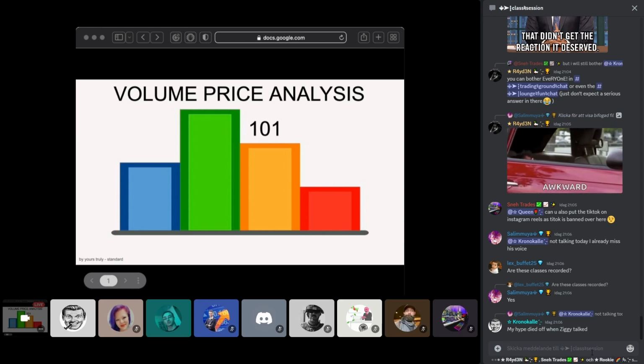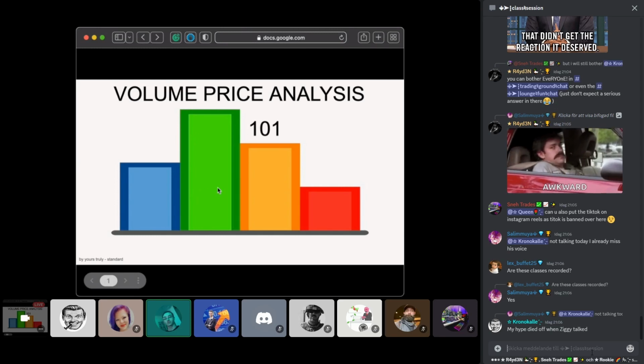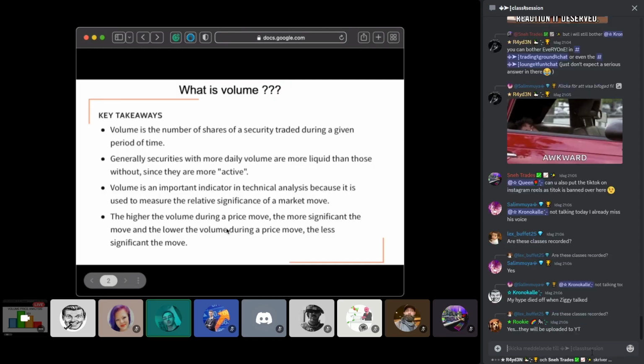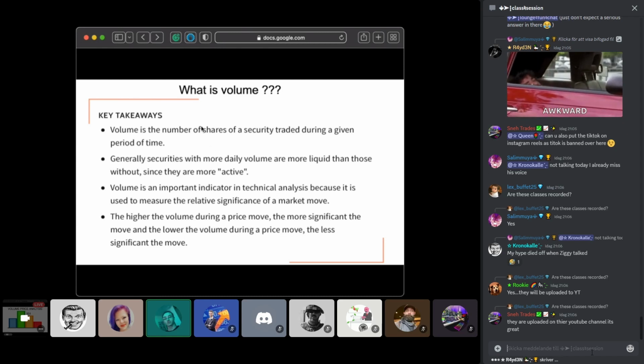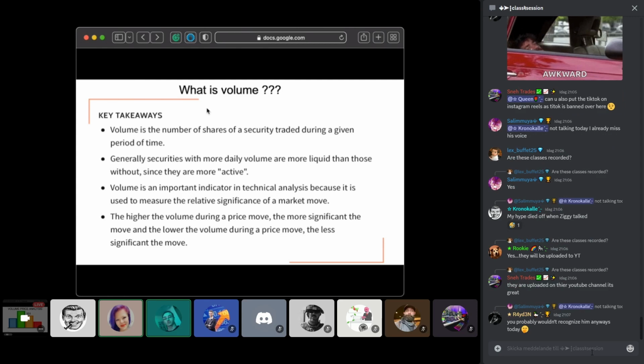All right, so to get it started off, just a quick overview of what is volume. Don't worry, this won't be full of text. I kind of have to get this across so you can understand what we're looking at.